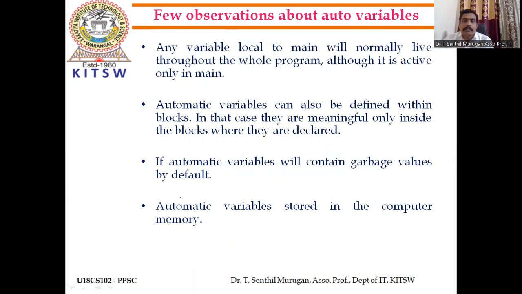An automatic variable can also be defined within blocks. Okay, so not outside the block. If you declare it outside the block, it is not a local variable or automatic variable. Okay, so it should be declared inside the block. Initially it holds some garbage values, not zero values. If you declare int a, then a is a variable declared as automatic, so a takes a garbage value as the initial value. Okay. So it stores the values in RAM, the system memory.